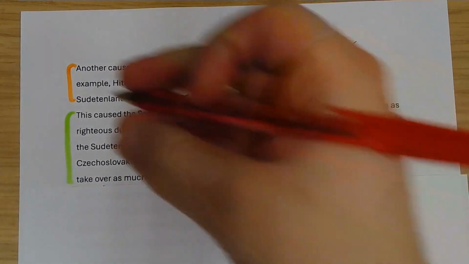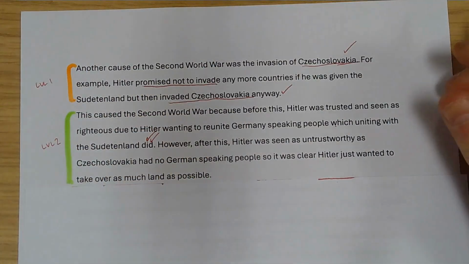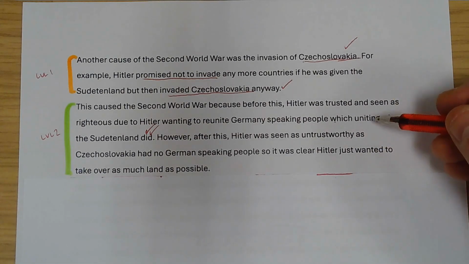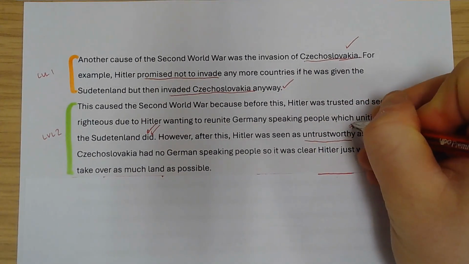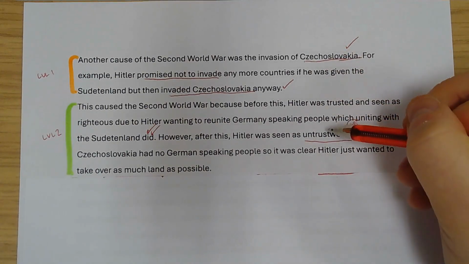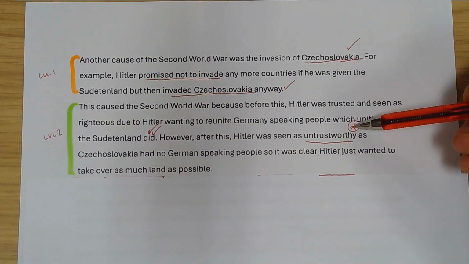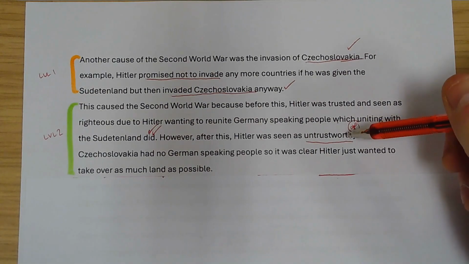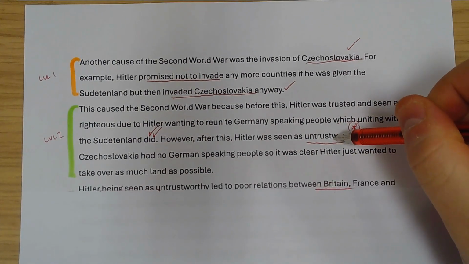And as before, you've got your level 1. This now reaches level 2. Now, I'm thinking here, so what though? So what if Hitler is seen now as untrustworthy? How does that lead to World War II? Because although you've said it here, this caused the Second World War, you need to expand on it, because at the minute you've not really made a clear explanation into how him being untrustworthy causes the Second World War.